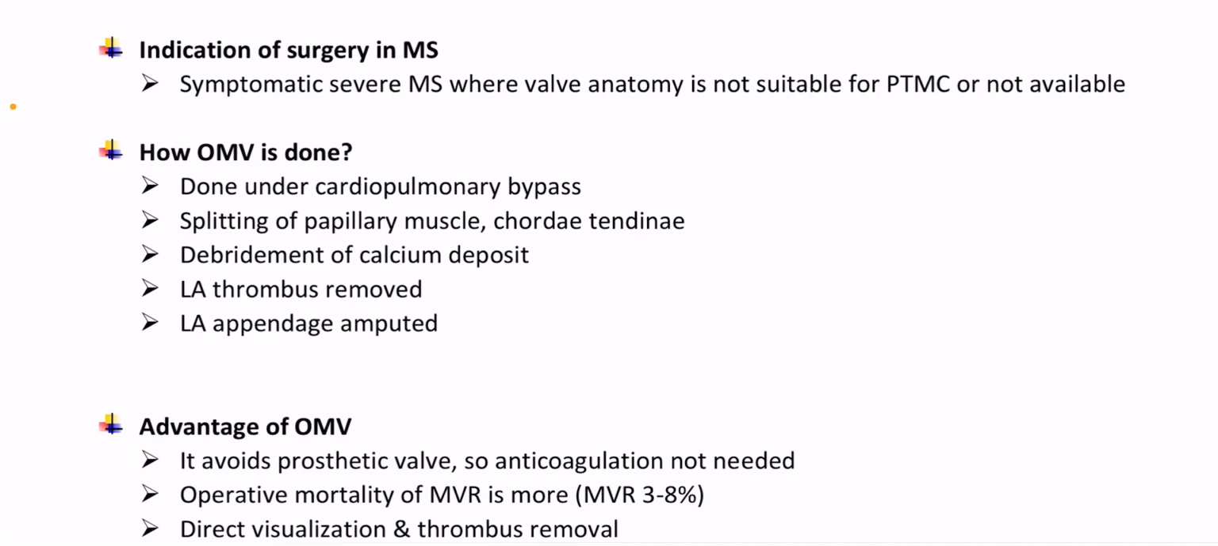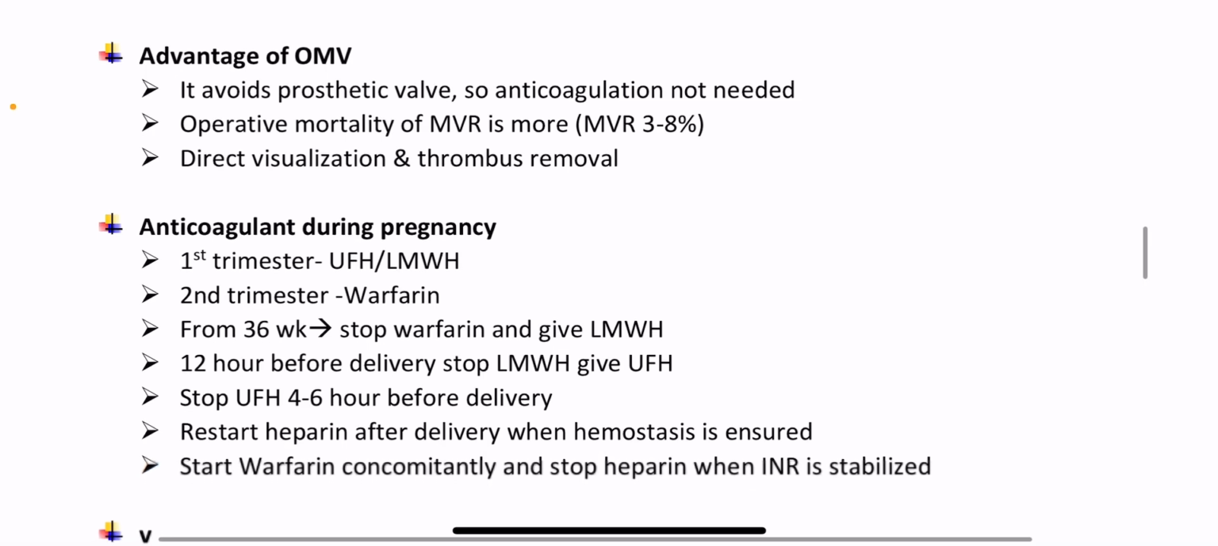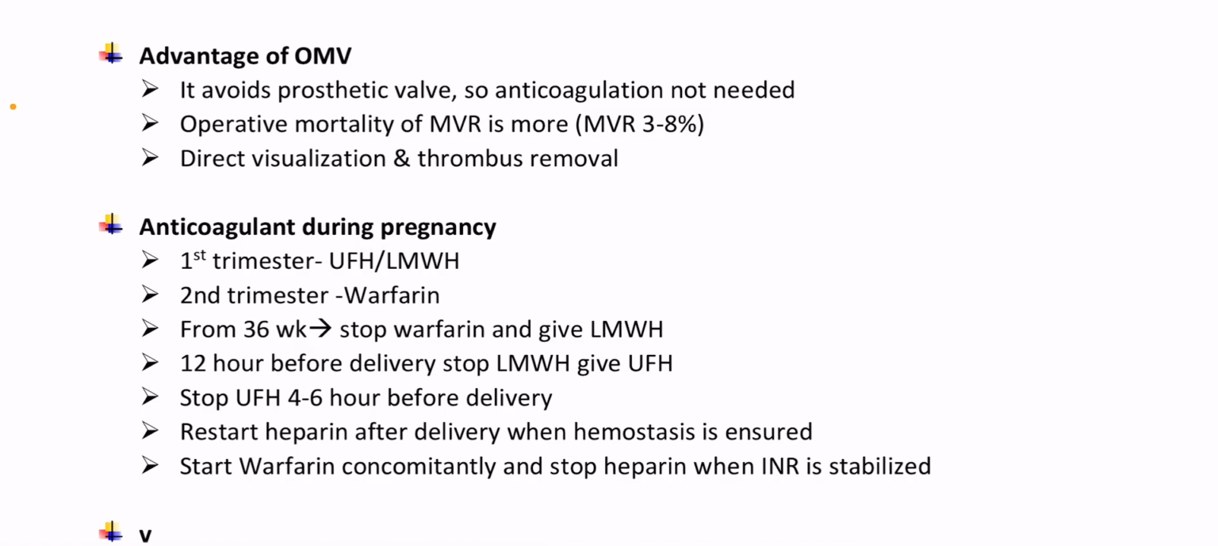How is open mitral valvotomy done? Done under cardiopulmonary bypass, splitting the papillary muscle and chordae tendineae, debridement of calcium deposit, LA thrombus removed, LA appendage amputated. Advantage of open mitral valvotomy: it avoids prosthetic valves, so anticoagulation is not needed. Operative mortality of mitral valve replacement is 3 to 8%. Direct visualization and thrombus removal.